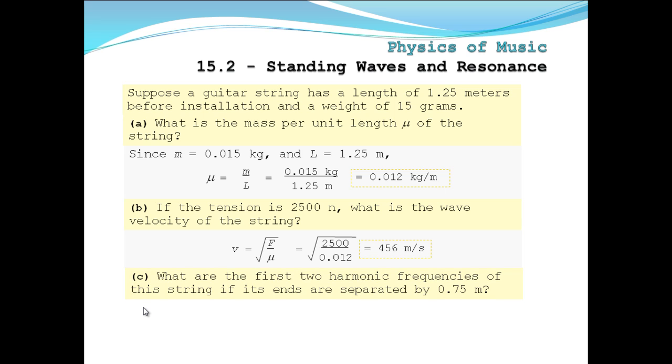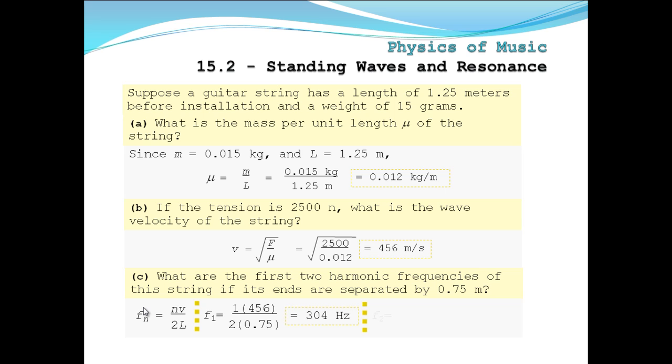What are the first two harmonic frequencies of the string if its ends are separated by 0.75 meters? So we have the formula for the harmonic frequencies. We're looking for F1, so everywhere there's an n on the right side of the equation, we put a 1 in. Our velocity we found in the last step, and our L is given to us as 0.75 meters, so the length of the fretboard there is 0.75 meters. So 456 divided by 2 times 0.75, and you get a frequency of 304 hertz.